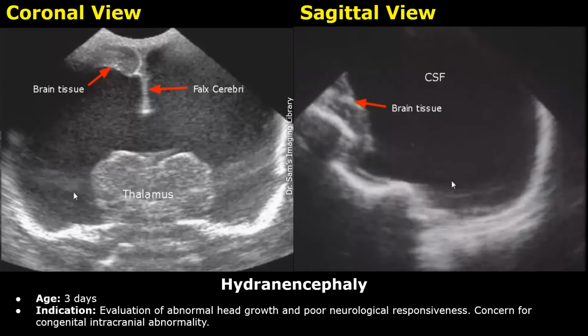Here is an example report of Hydranencephaly. Age, 3 days. Indication: evaluation of abnormal head growth and poor neurological responsiveness. Concern for congenital intracranial abnormality.